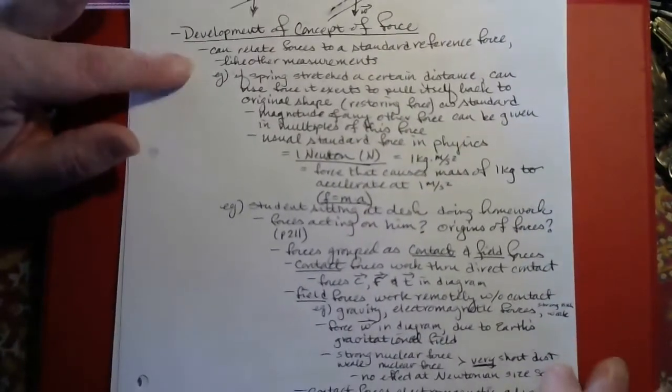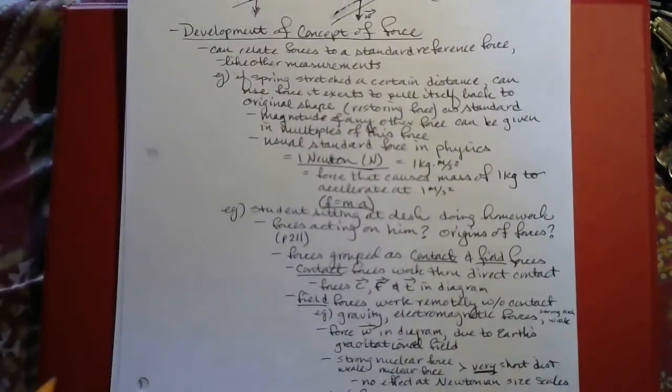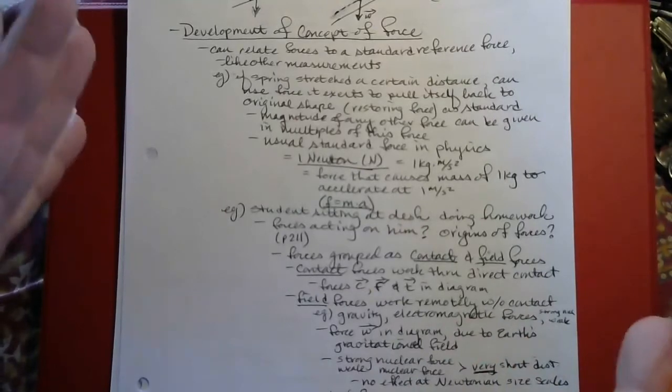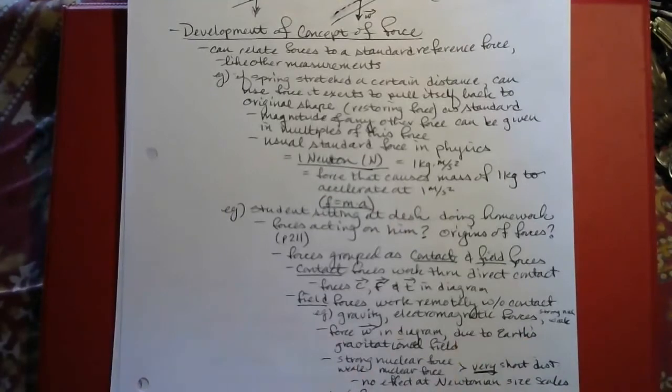Okay, so looking into the idea of force, you could relate a force to a standard reference force like any other measurement. That's essentially what we do when we're measuring things like length or distance. We say that the distance from here to Rochester is 60 miles. That just means that we've got this standard unit called the mile, and it's of a certain length. And the distance between here and Rochester is about 60 of those.